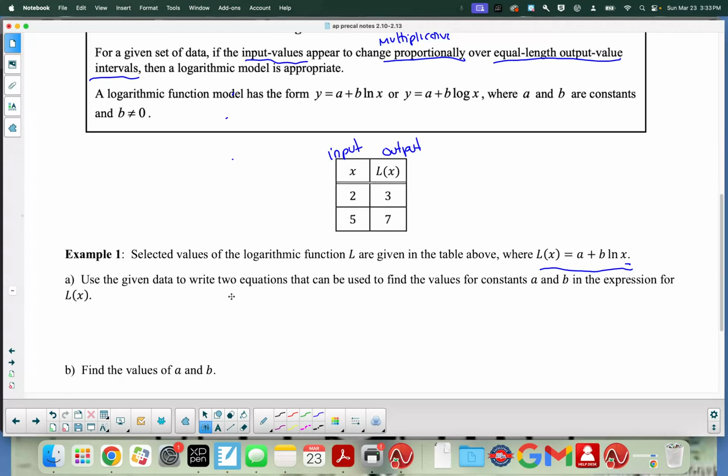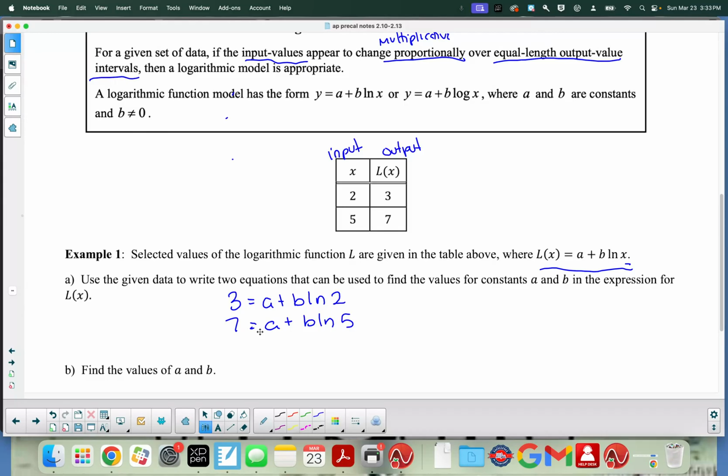So you can write this as 3 equals a plus b natural log of 2, and then 7 equals a plus b natural log of 5. And you can flip it around the other way if you want, a plus b natural log of 2 equals 3. It doesn't matter, okay? So those are my two equations. And that's all you really ever have to do, you're just replacing with the points that they've given you, right? Your input and output.